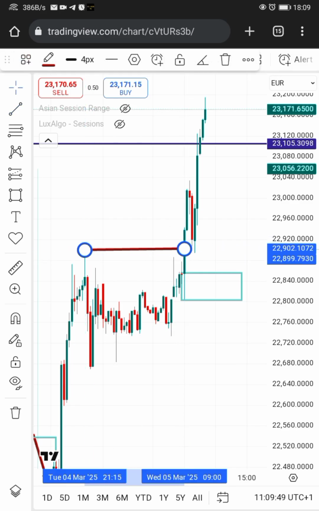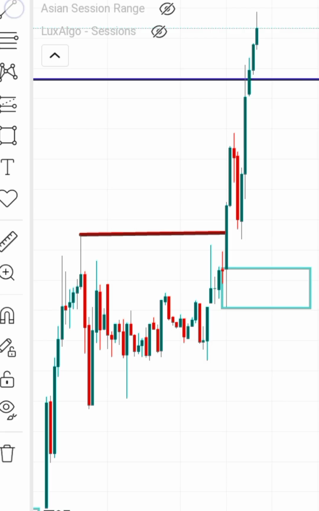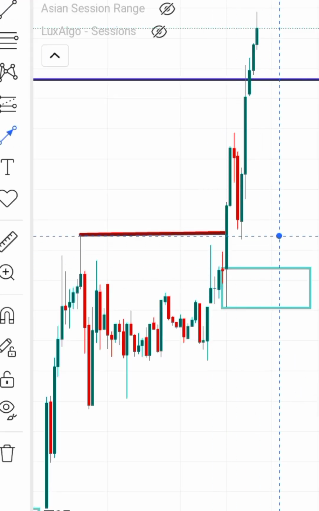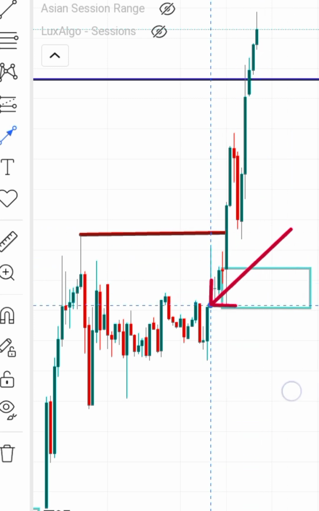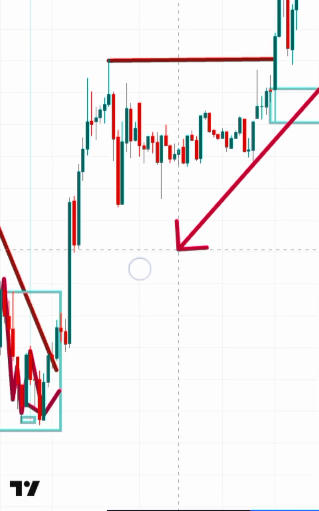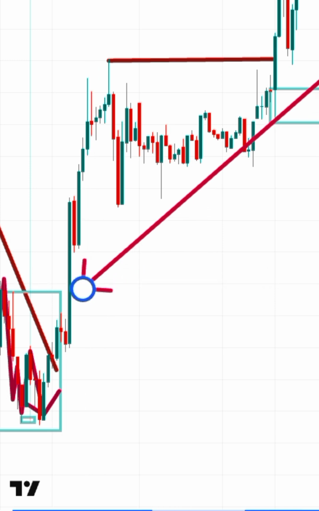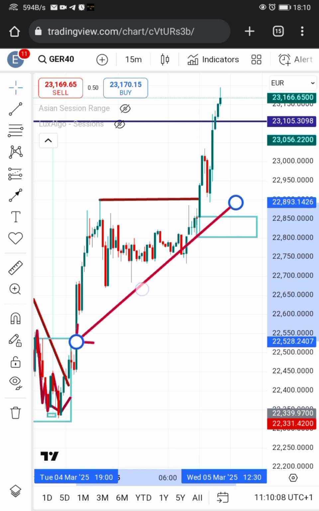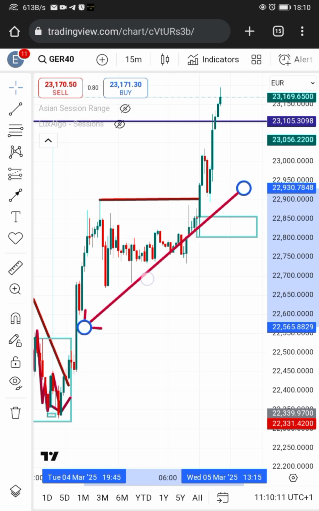The market didn't come back. Upon me marking this very zone, because of this big imbalance right here, I was thinking that if the market takes out all these liquidities here, it may come into this zone. So I was still checking on this zone.